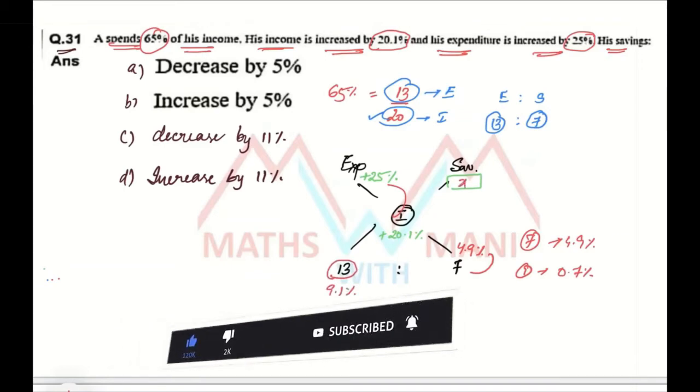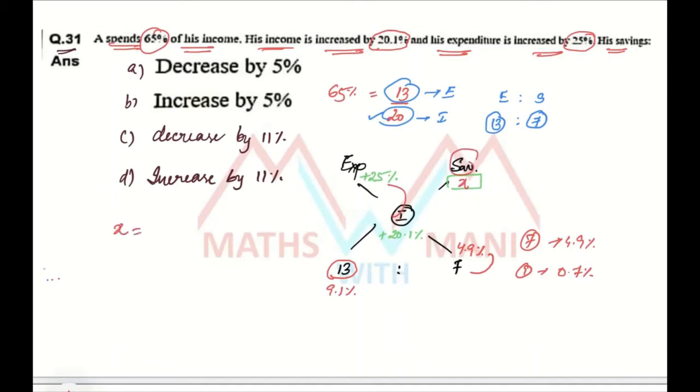So what is the value of savings? That is X value, savings is equal to 20.1 minus 9.1. 20.1 minus 9.1, that is equal to 11% increase. 11% increase. That's it. Because you are getting plus value. So plus value means increase. So what is the answer? Increase by 11%. That's it. So I already told this method in the previous shift also. Please watch that video, using the alligation method. Using the normal method also you can solve this. Okay. Next.